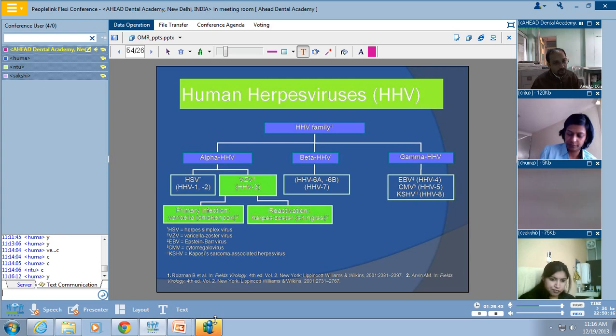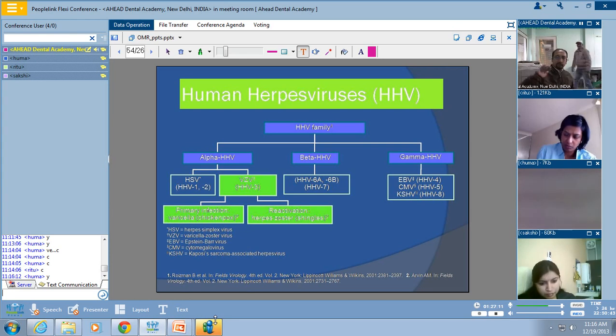In fact, I will ask another question slightly unrelated to it, but it's commonly asked with Kaposi's sarcoma. Which is the commonest malignancy in the AIDS patient? Is it A, Kaposi's sarcoma, or is it B, non-Hodgkin lymphoma? Is it Kaposi's or NHL? What is your answer? Any answer? No, it is not Kaposi's. It is non-Hodgkin lymphoma.